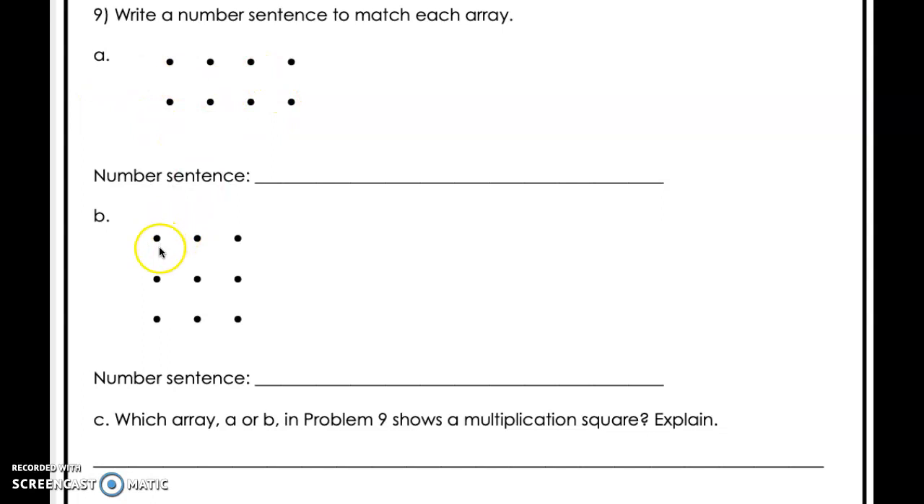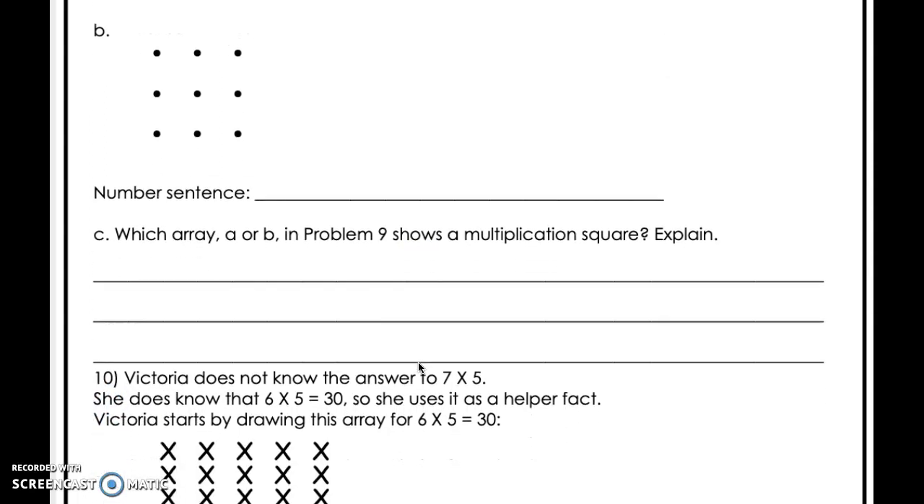It says, which array, A or B, shows a square? This one or this one? Well, I think this one is the square. And it says explain. So you better explain. There's 2 points to this question. So you would write B is the square. And how do I know? They are 3 across and 3 down. The same number is across and the same number is down. So it is a square.